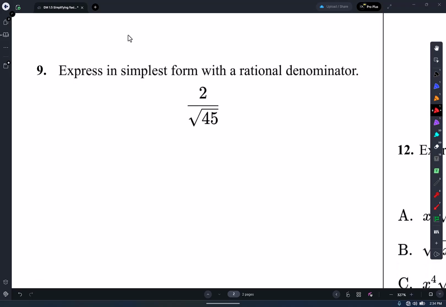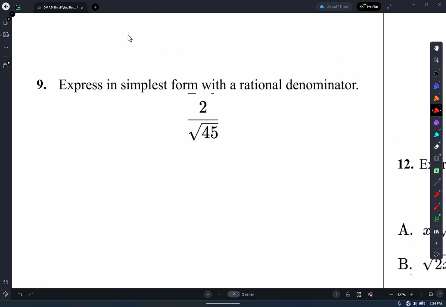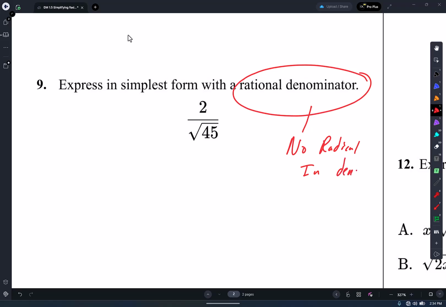Question 9. It says express in simplest form with a rational denominator. So that means no radical in the denominator. Before you do anything, find two numbers that multiply to give you 45. 9 and 5. And what's the square root of 9? 3. So there it is. I just went 3 times 3 there. So here's what I have. I have 2 over 3 root. What do I still have under that square root? 5.